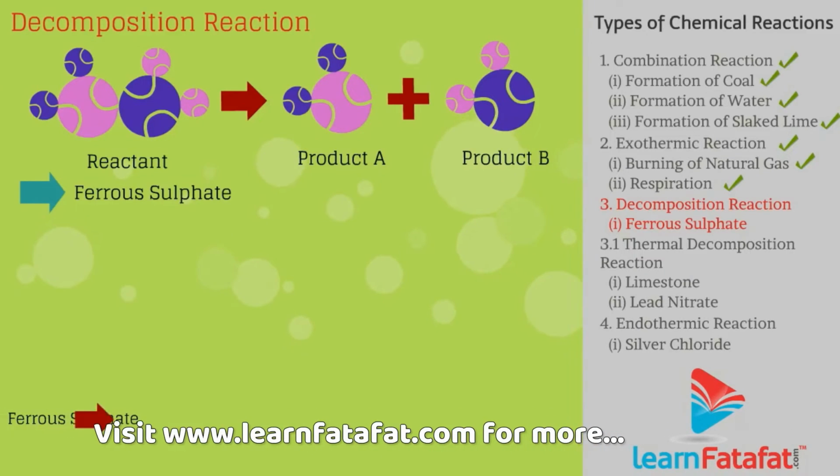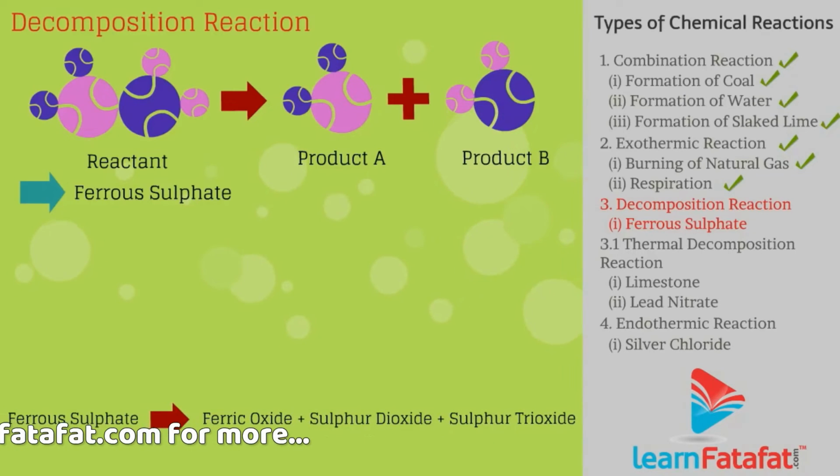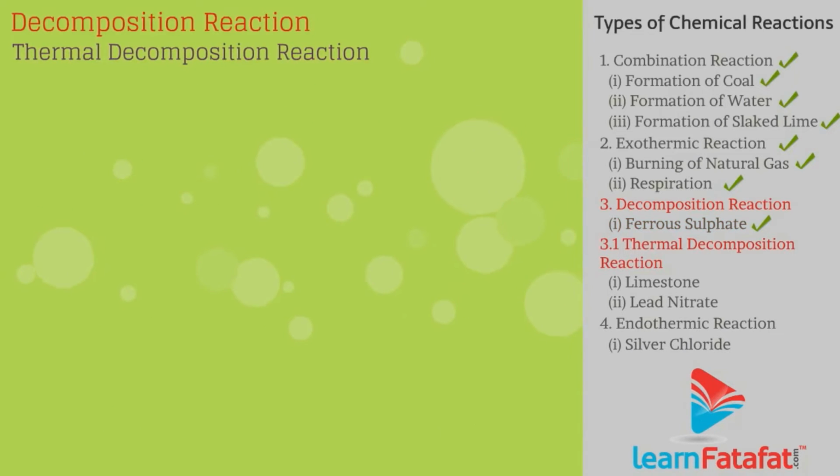Green color crystals of ferrous sulphate have changed. It then decomposes to ferric oxide, sulfur dioxide, sulfur trioxide. 2FeSO4 in presence of heat gives Fe2O3 plus SO2 plus SO3. Thermal decomposition reaction.